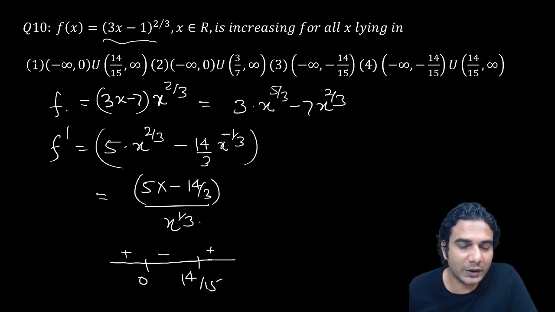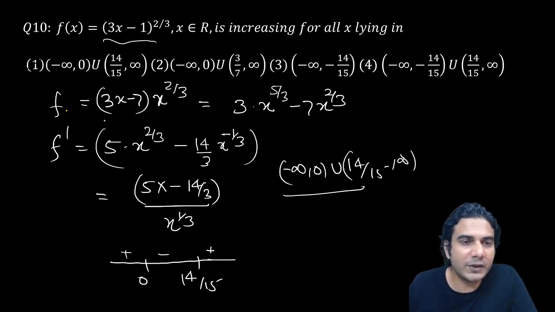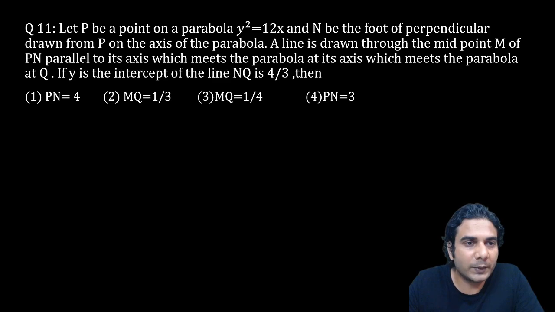So you can see where this function is increasing. It is minus infinity to 0, union 14 by 15 to infinity. So it is pretty simple. Just differentiate and you can write the answer. All right, so this was an easy problem, not difficult at all. Now let's move to another problem, question number 11.